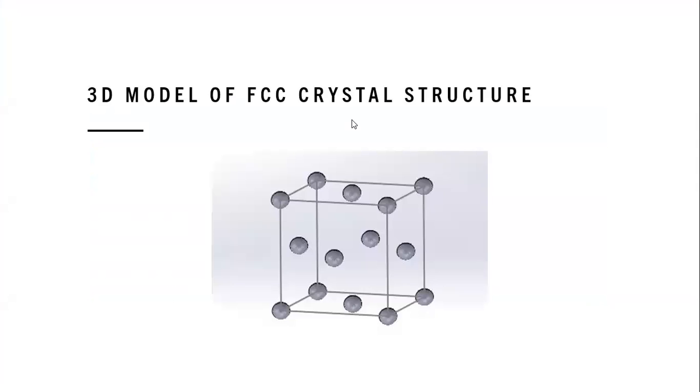Now, this is the 3D model of the FCC crystal structure. You can see that there are atoms at each of the corners and also one atom at each of the 6 faces of this cubic structure. You can see this model in more detail here.